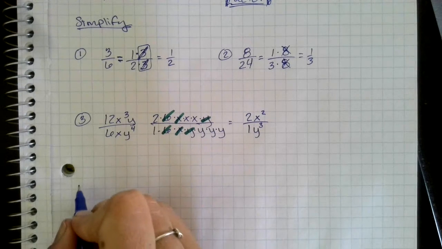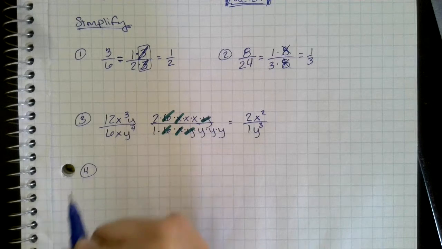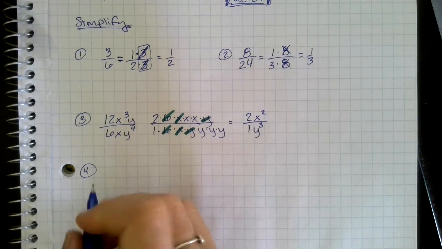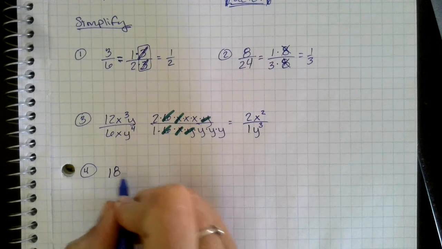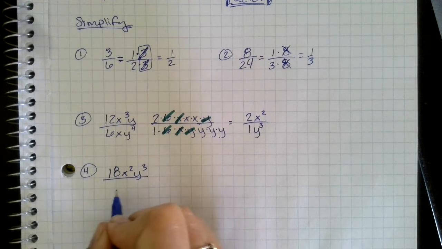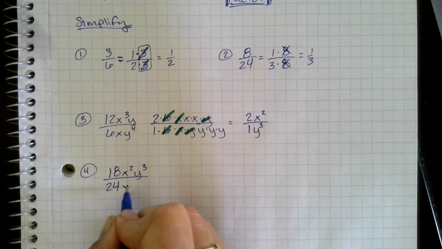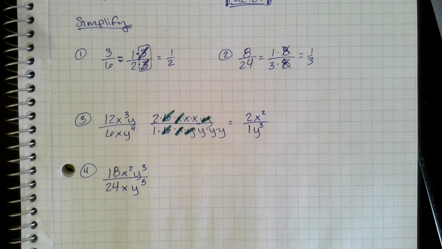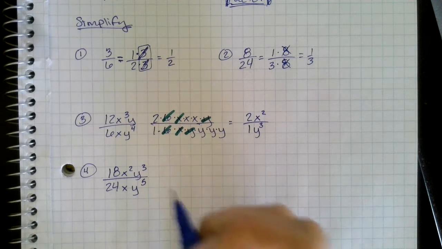So for this next one, this would be a good time for you to pause the video and give it a try yourself and see what you can come up with. So we're going to have 18x squared y to the third and 24x y to the fifth. So like I said, if you feel like you've got it, go ahead and pause the video and try this one. And then I'll continue to go through it. And so when you unpause, you can see the answer.